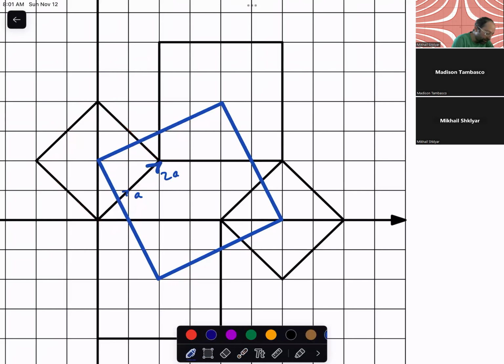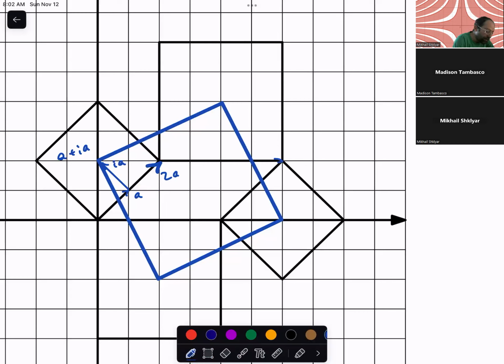Okay? So I'm going to add a multiplied by i. And that is going to get me to the center. Therefore, the center of this first square is going to be a plus ia. That's pretty good. Okay? So I have the expression for the first center.